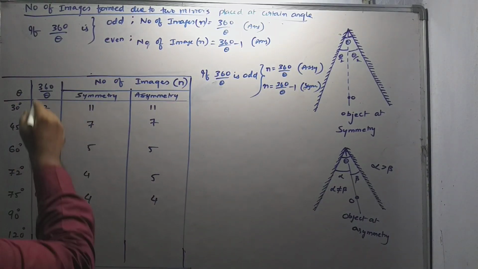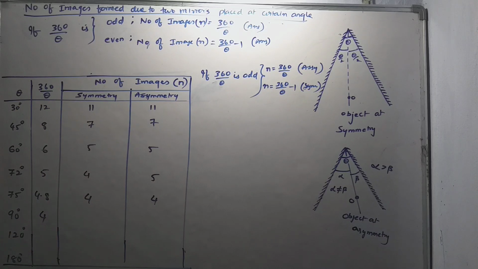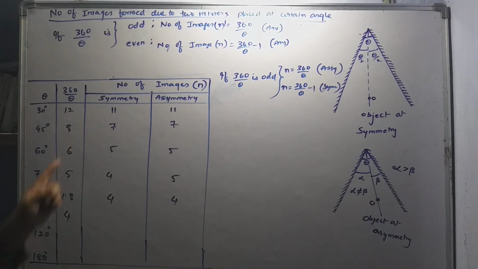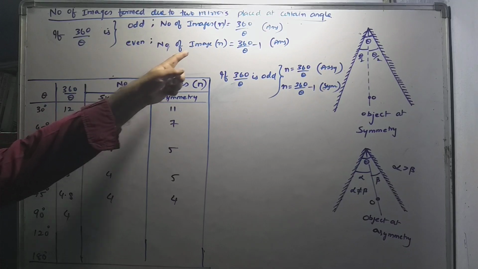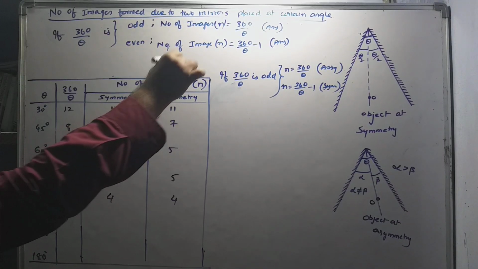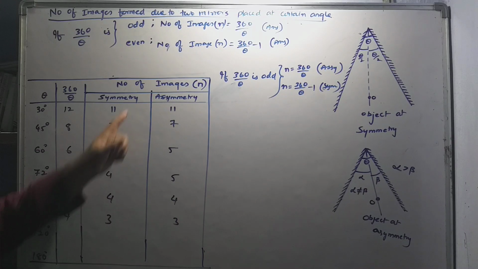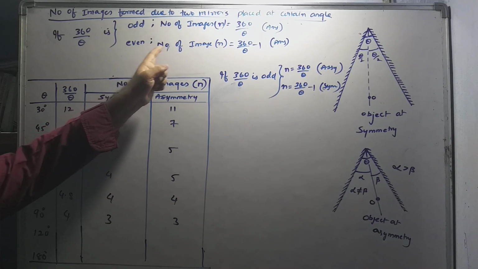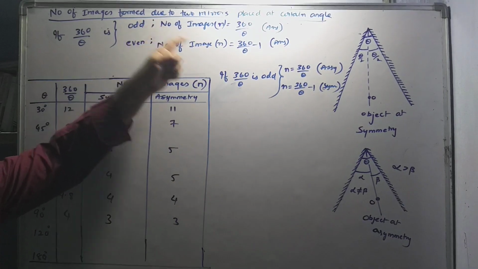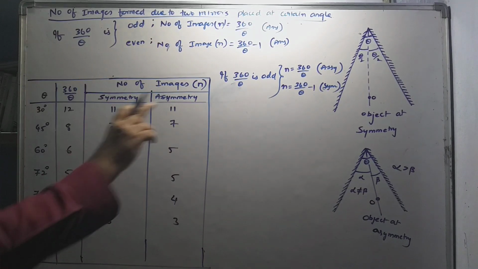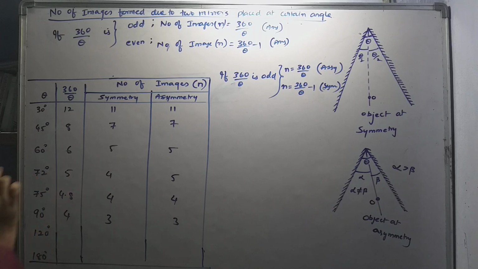If you divide here, you will be getting 4. So 360 by 90 is 4. As it is 4, the answer is again even. Even means the number of images formed is 360 by theta minus 1. That's why you can write 3 and 3 over here. Why are you going to get 3 and 3? Because it is the case of even. Even means there is no subcondition, odd means there is a subcondition. And the subcondition was applicable for 5 because it is odd.